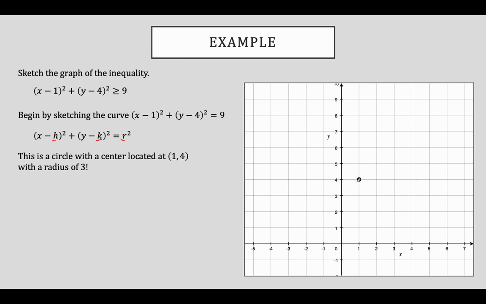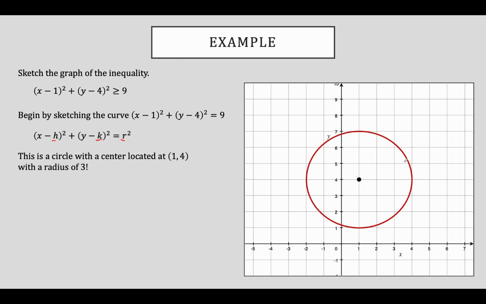So to draw our circle, the easiest way is to start with the center of the circle. And because we have a radius of 3, we know that we have to go 3 units up, 3 units to the right, 3 units down, 3 units to the left. All right, 3 units all the way around that center point. And that gives us our circle.